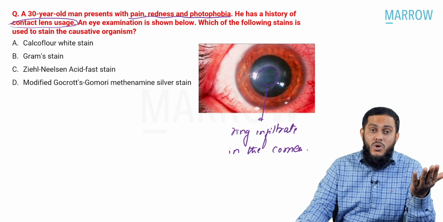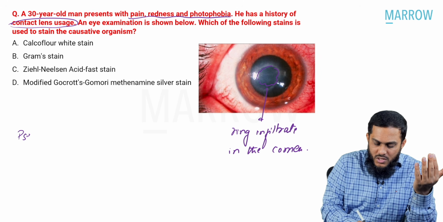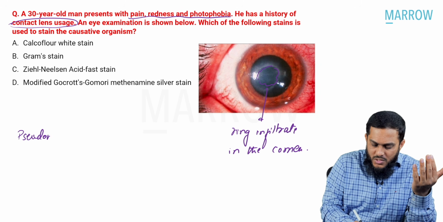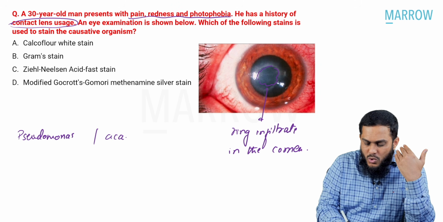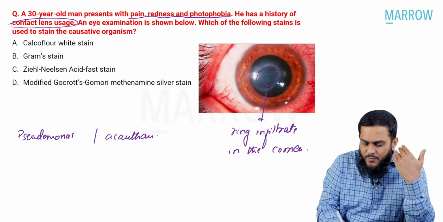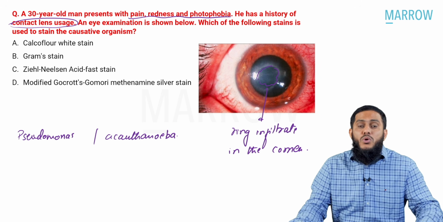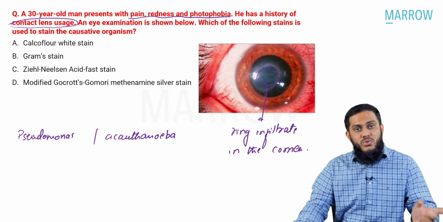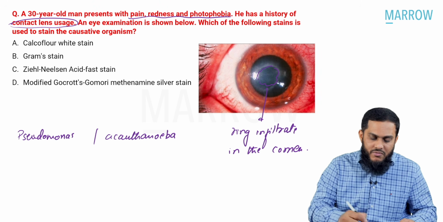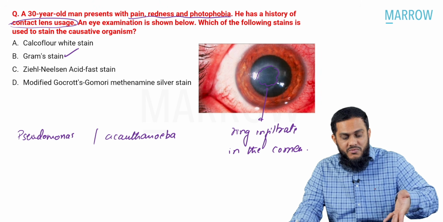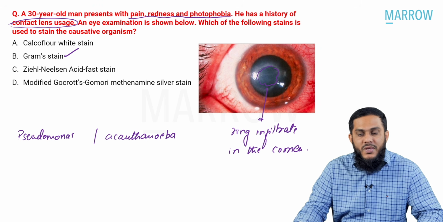You know, the most common cause of contact lens keratitis is Pseudomonas. Right. And Acanthamoeba, a parasite, can also cause contact lens keratitis. Now we have to decide whether it is Pseudomonas or Acanthamoeba. Most common is Pseudomonas. If it is Pseudomonas, they are asking which stain is used. I will go with the gram stain because it is a bacteria.